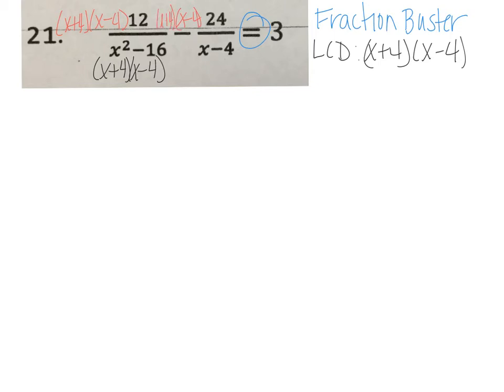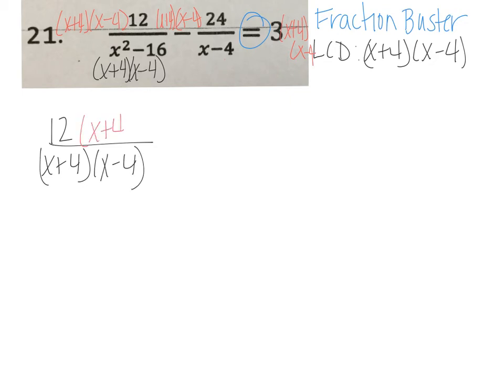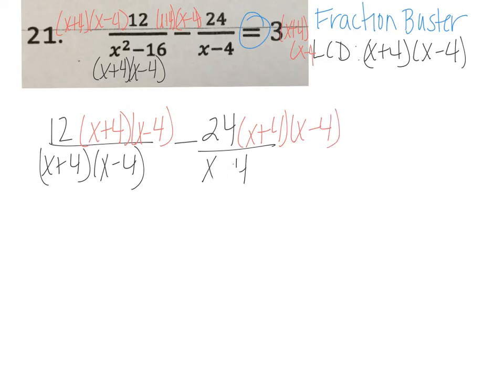And I don't have a lot of space here. So let me rewrite this out. I get 12 over x plus 4, x minus 4. The black is what I have originally, and the red is what we're going to multiply by to eliminate our fractions. Minus 24 over x plus 4. We're going to times by x plus 4, x minus 4. And this is not a plus, this is a minus down here. And that equals 3 times x plus 4, x minus 4.